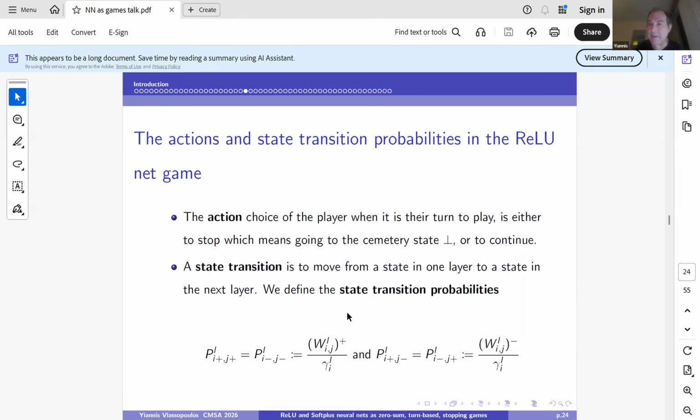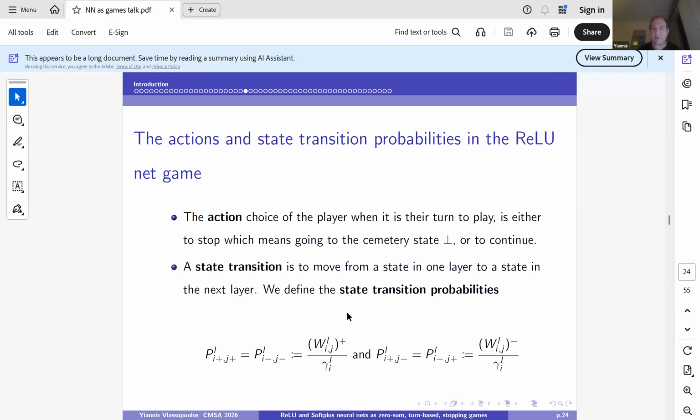Okay, so the action, as I said, is basically there's only two actions. Either you move on, so you can only move from one layer to the next layer. You're going up the network from its end to its beginning. And you cannot jump. We're just taking the simplest possible case. You can go to the next layer, but with a certain probability. And what is the probability? Well, that's what we're going to define now using the weights.